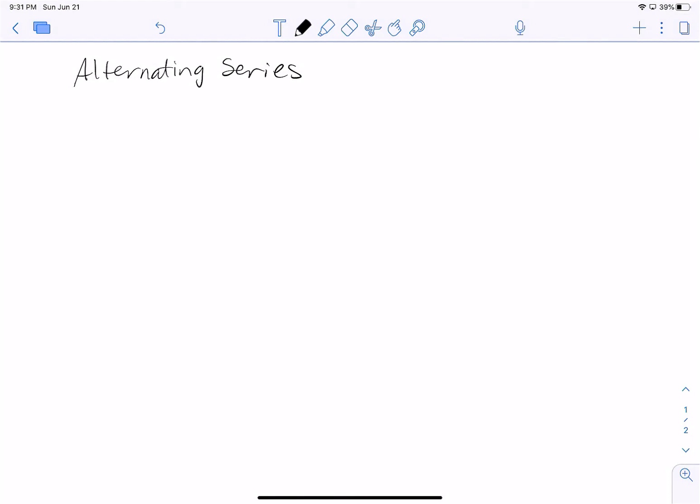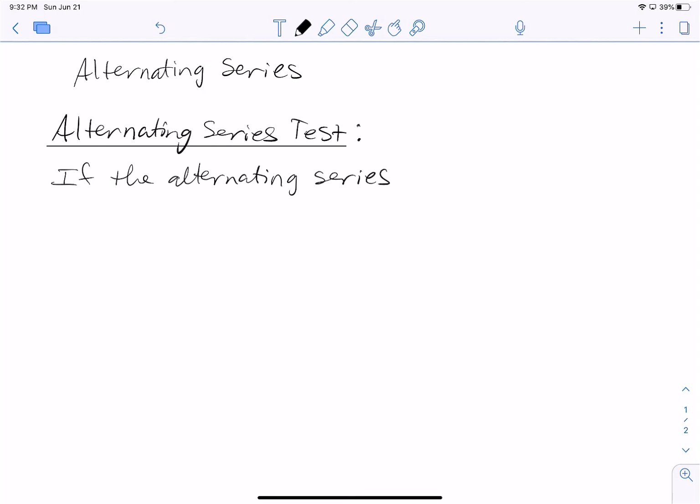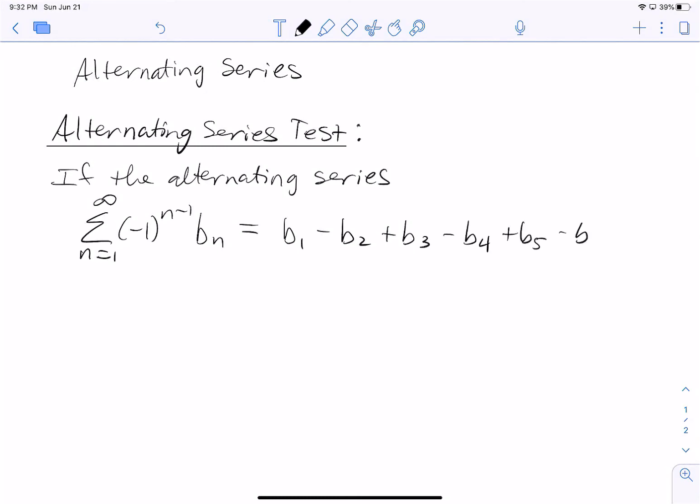The name alternating series refers to series whose signs alternate between positive and negative. We start this with the alternating series test. It starts out saying if the alternating series, the sum as n goes from 1 to infinity of (-1)^(n-1), now that's what's going to make it alternate, times b_n, which is equal to b_1 - b_2 + b_3 - b_4 + b_5 - b_6 + ... and so on forever.